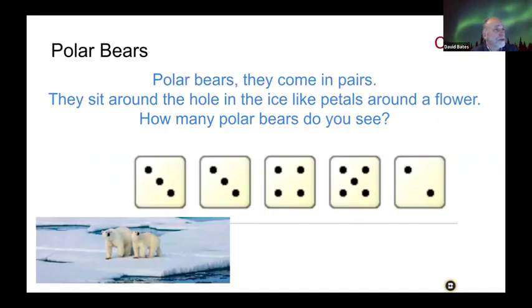So here we are. Polar bears, they come in pairs. They sit around the hole in the ice like petals around a flower. How many polar bears do you see? So basically what you're trying to guess at is how many polar bears are represented by the dice.